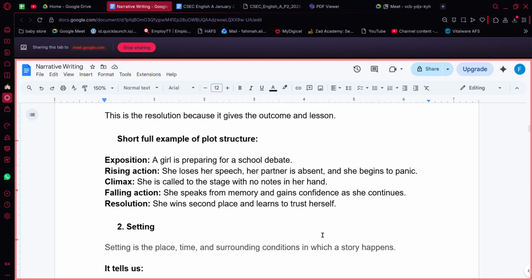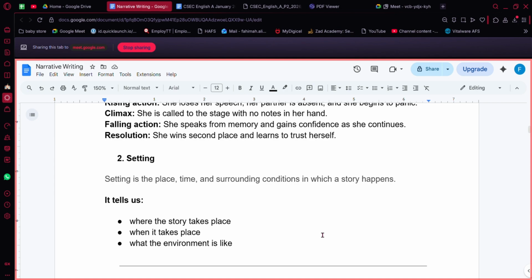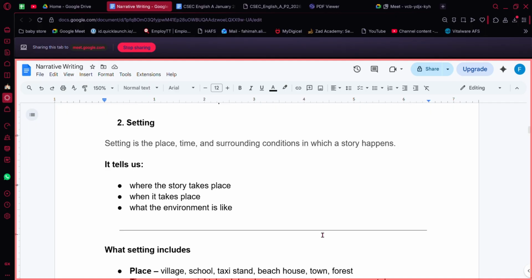Now let's move into the setting. So the setting of your story is basically just the place, the time, the surrounding conditions in which the story takes place or happens. So it tells us where the story takes place, like the location. It also tells us when it takes place, might be the night, the morning, the 1950s, and what the environment is like. So if it is a haunted house, you might describe the creaking wood that you're walking on. You might describe the cobwebs. You might describe how dark and gloomy the place is, or all the shadows on the walls, different things like that. So things that your setting includes.